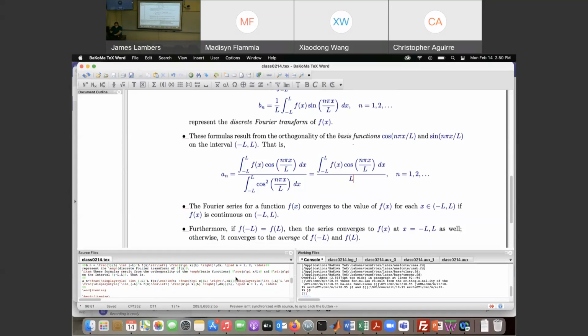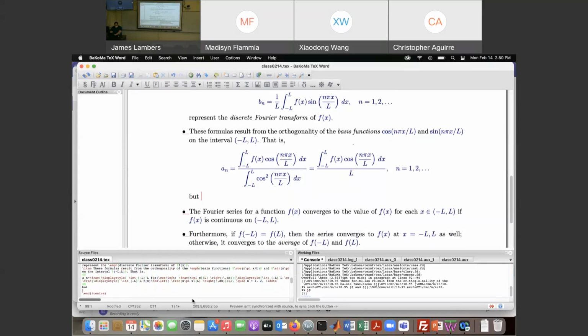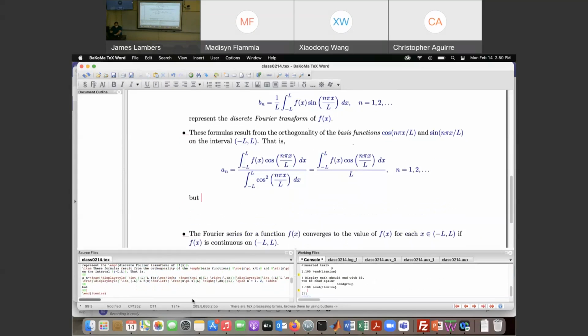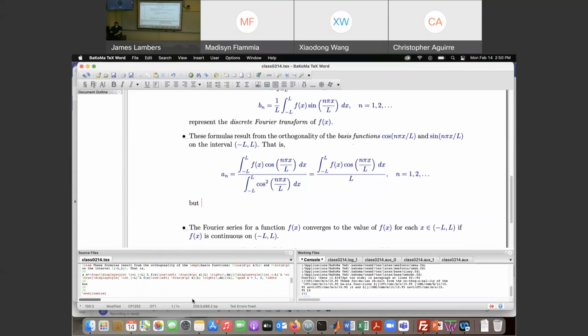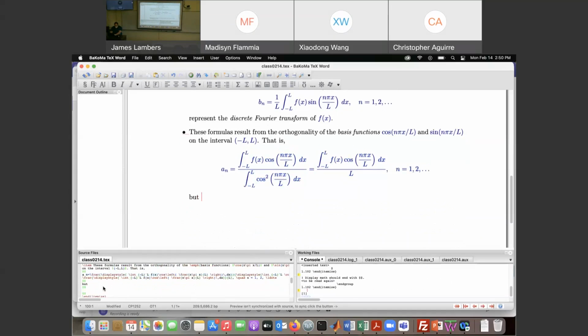But if I do the same thing, now I want to evaluate the same expression for the case n equals 0.